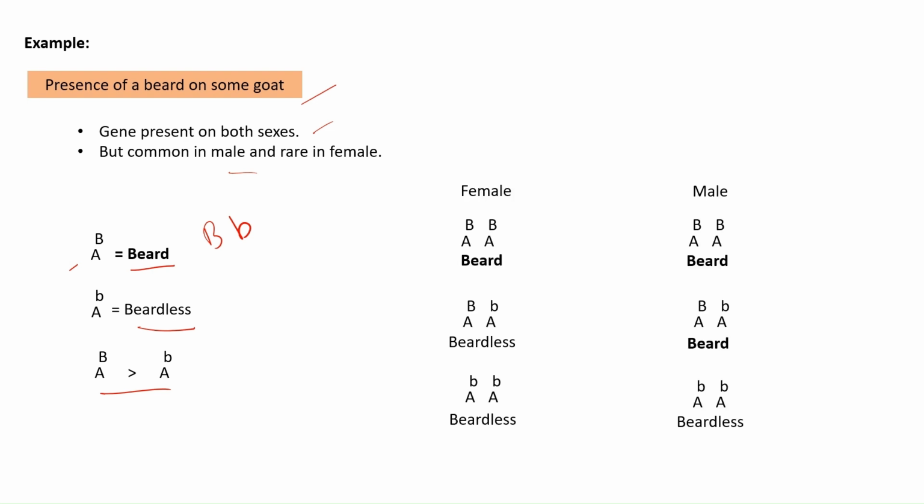How does it differ between sexes? In case of females, as you can see, the presence of both dominant alleles is required for the expression of the phenotype. Whereas in males, even the presence of one single dominant allele is sufficient for the expression of the character. So the penetrance level of the gene is different in male and female. It is more in male and less in female. For the female both dominant alleles are needed, whereas in male a single dominant allele is sufficient.